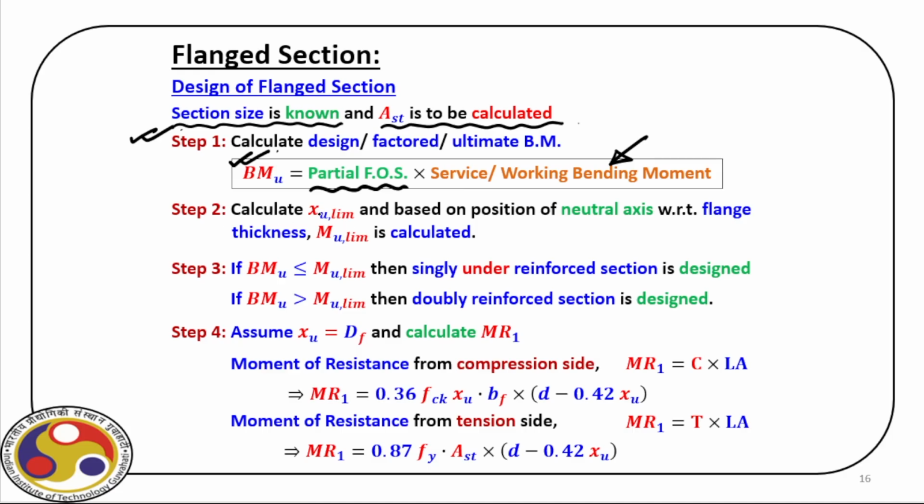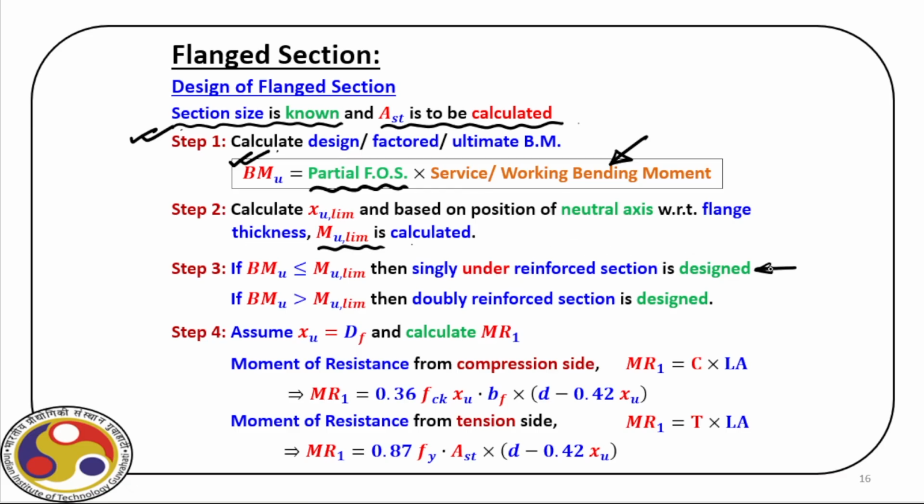First we calculate XU limit. Then based on the position of the neutral axis with respect to flange thickness, we evaluate this. Once that is done, we first check whether the applied bending moment is less than this limiting value. If this is less than, obviously this MU limit, which is based on a simple rectangular singly reinforced beam under reinforced condition, we can complete the design here only.